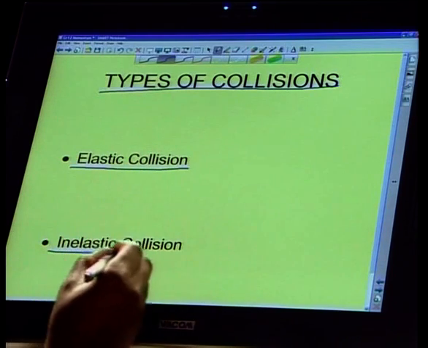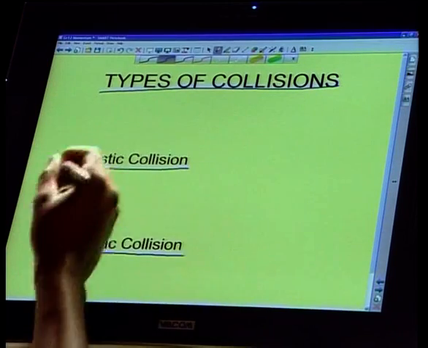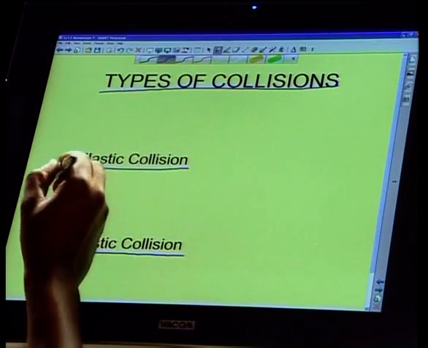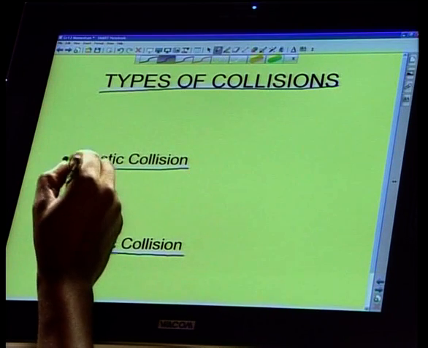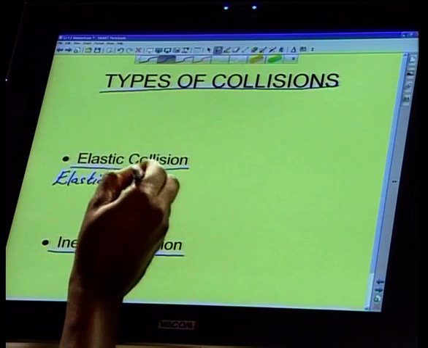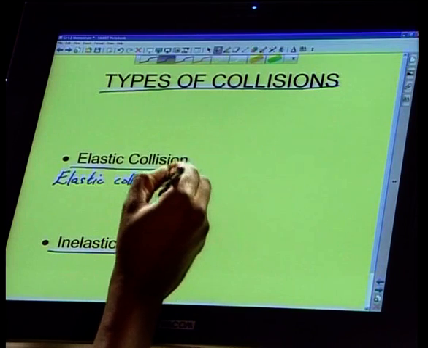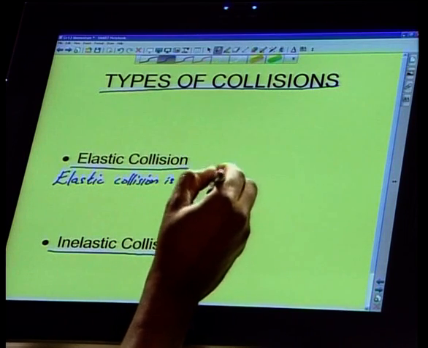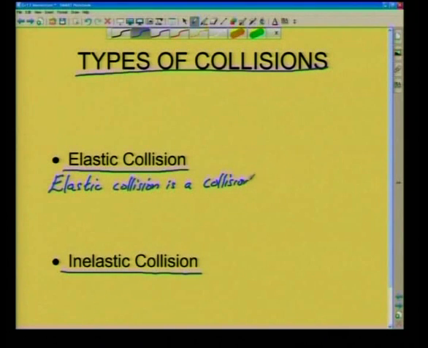And the second one, inelastic collision. Now, what is an elastic collision? An elastic collision is a collision where the kinetic energy of that system is conserved.